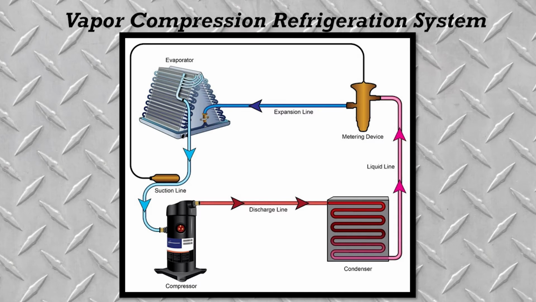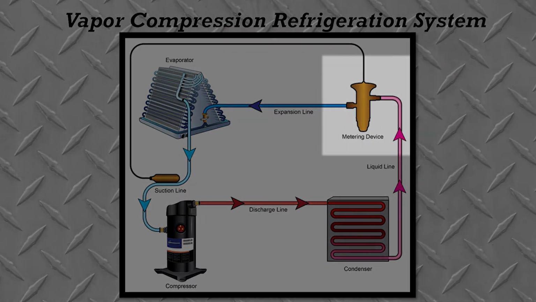Now, as seen in the picture, we're going to go through a valve. This valve drops the pressure dramatically, causing some of the liquid to evaporate and greatly reducing the temperature. Now we have a cold material which we can put into our evaporator.